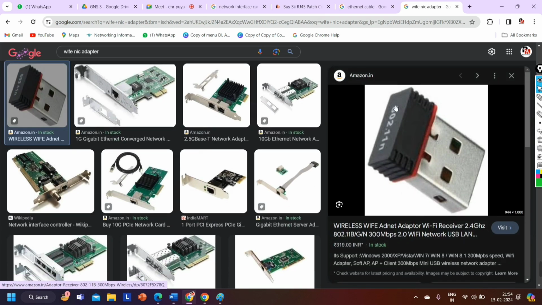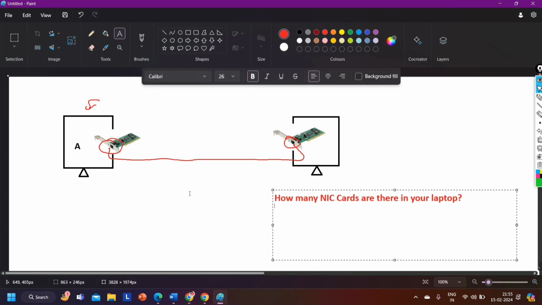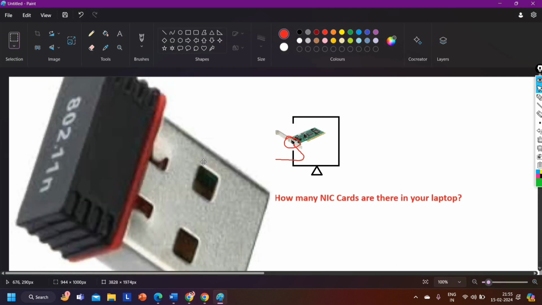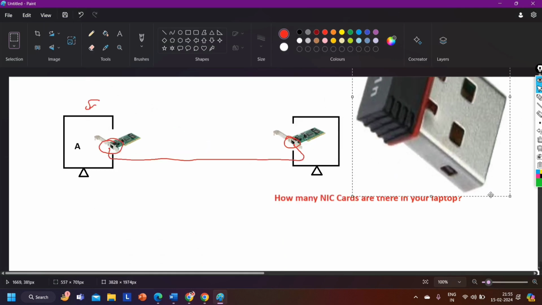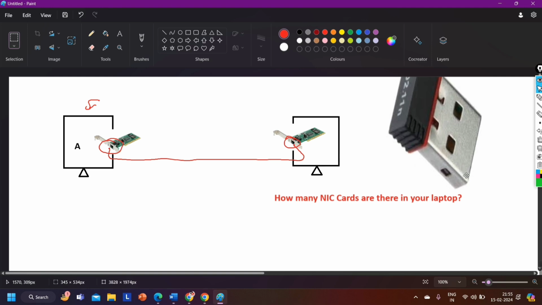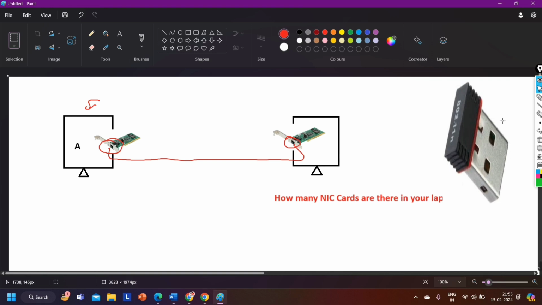Yes, this. You need to purchase this one, 802.11n, or we have multiple standards. We will discuss in wireless what 802.11 a, b are. We have multiple standards here, and we will talk about that later in the wireless section. You can purchase this device from the market and put it in your CPU's USB port, and then you can connect your old CPU to your home Wi-Fi router. Getting my point? Clear? So this is also a NIC.